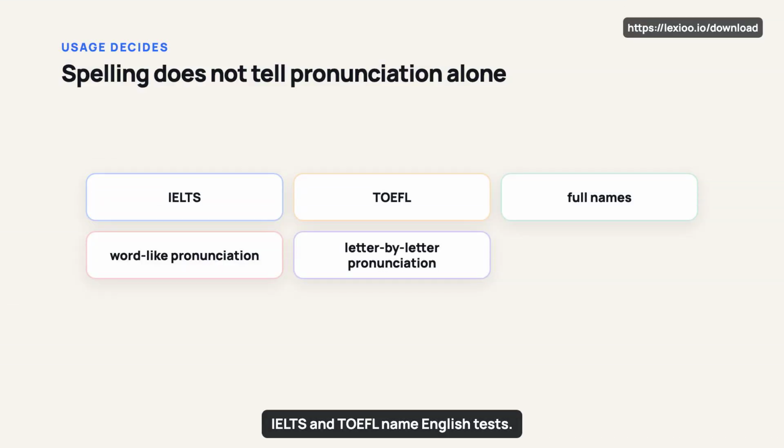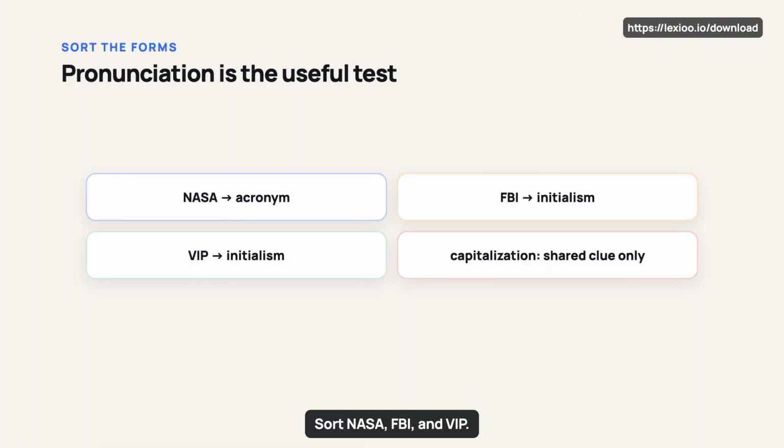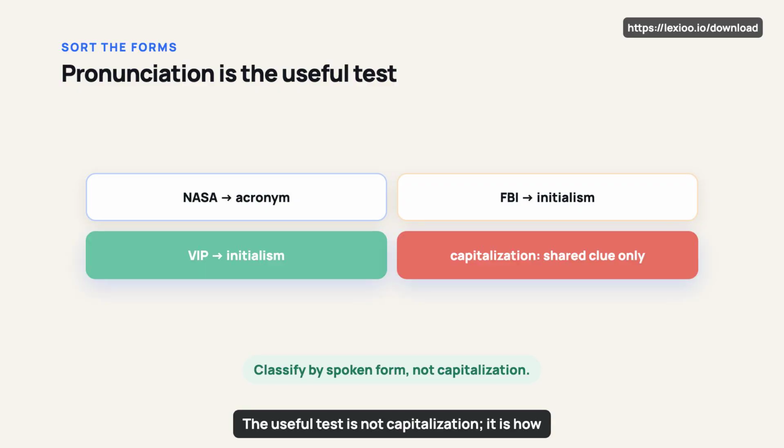IELTS and TOEFL name English tests. Their pronunciations behave more like words than a simple sequence of every letter. The full names explain the letters, but usage decides how a shortened name is actually said. Listen before you classify from spelling alone. Sort NASA, FBI, and VIP. NASA is an acronym. FBI and VIP are initialisms. The useful test is not capitalization. It is how the form is pronounced.